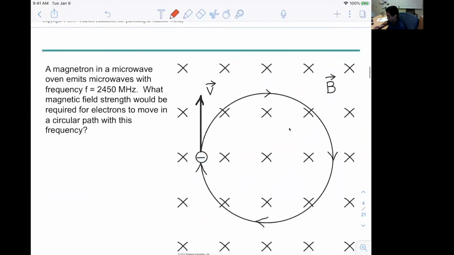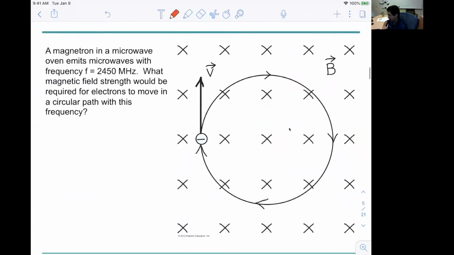A magnetron in a microwave oven emits microwaves with a frequency of 2450 megahertz. What magnetic field strength would be required for electrons to move in a circular path with this frequency? So this is a frequency, not the angular frequency. Normal frequency, which means the inverse of the period, right? So what's the period?